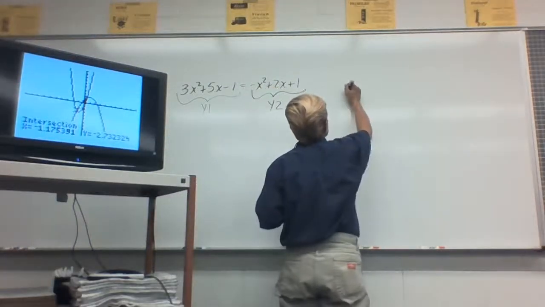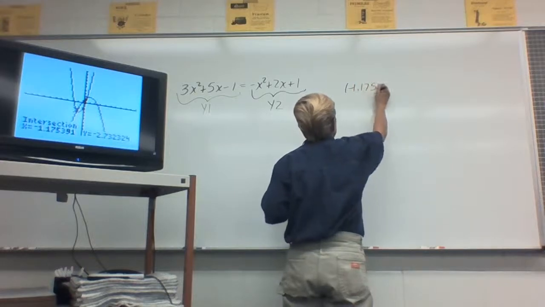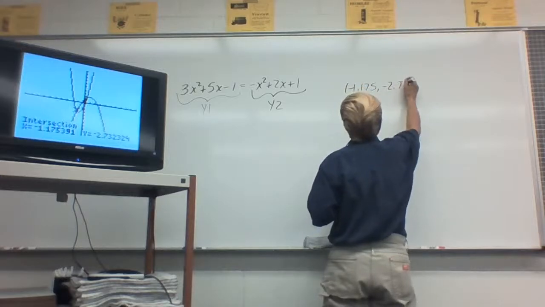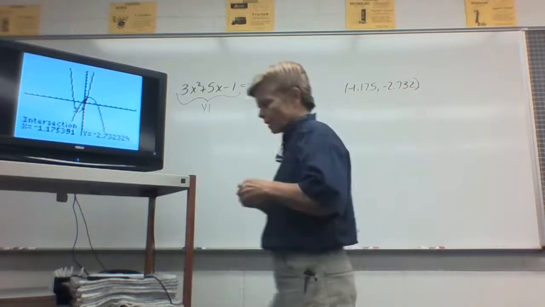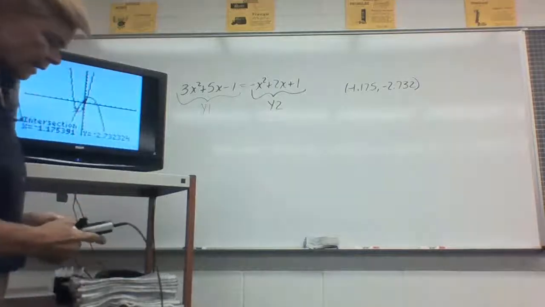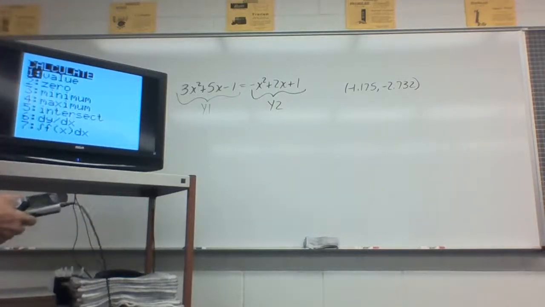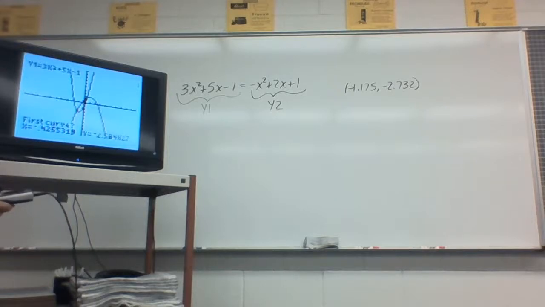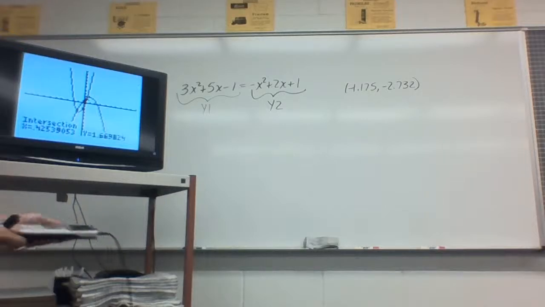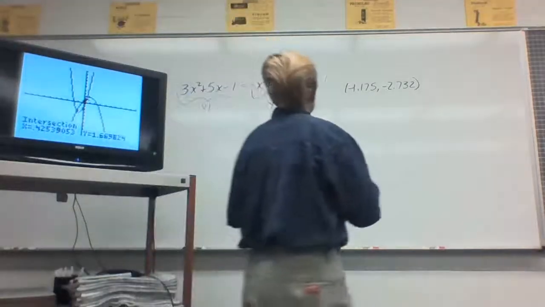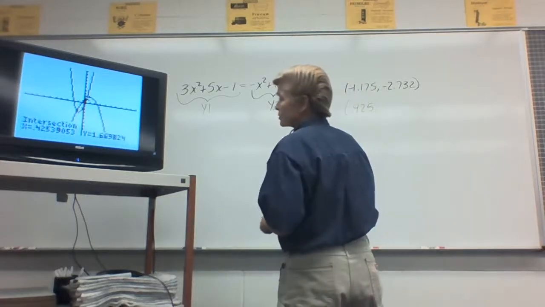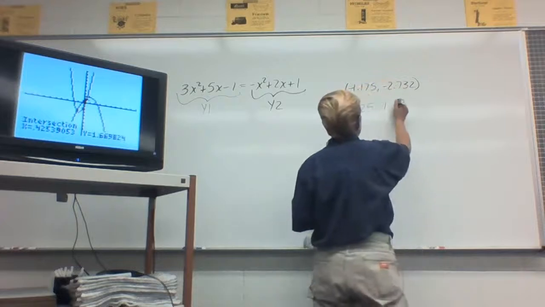One of the intersect points is negative 1.175, comma, negative 2.732, to the nearest thousandth. Now I'm going to go find the other one. You go second calc again, down to intersect. But this time, before you hit enter, you've got to get the cursor closer to the other intersect point, like right there. Hit enter, enter, enter. And we get 0.425 and 1.670.